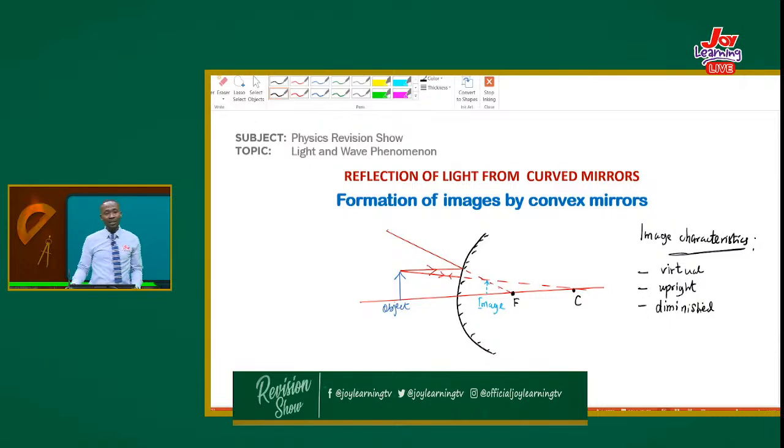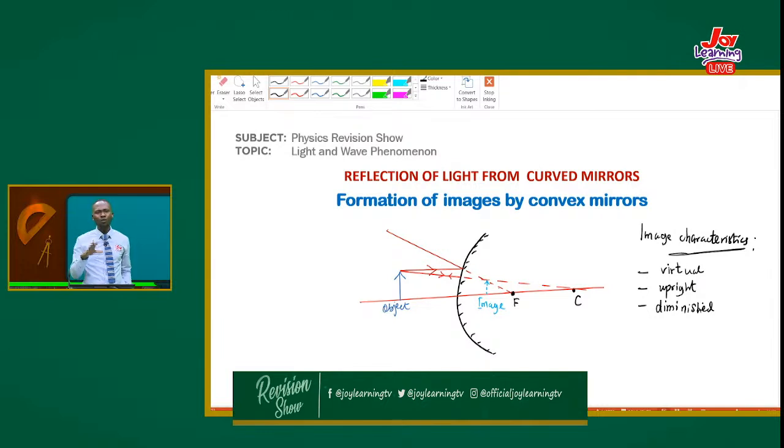A practical example is the side mirrors of a car, the driving mirrors at the sides of the car. You will see that when you see a car behind in the driving mirrors, that vehicle looks smaller than the actual vehicle behind you. That car you see too is not turned upside down. You don't see the tires of the car moving in the air, or the driver's head turned upside down. No. It's on the road as it's supposed to be. So it's upright, but it is diminished.